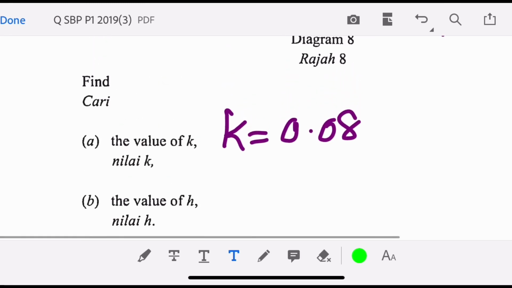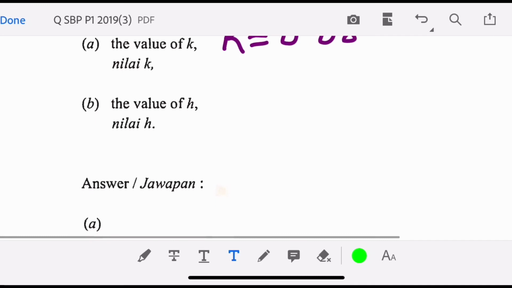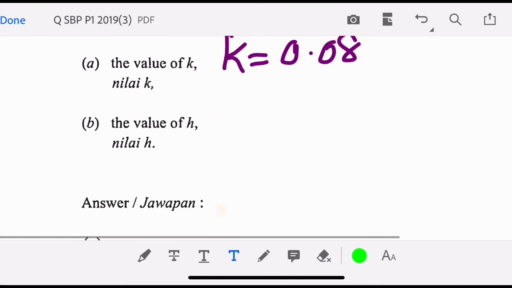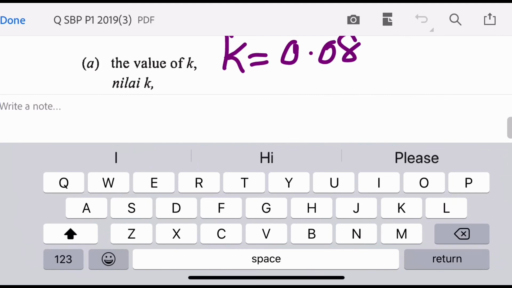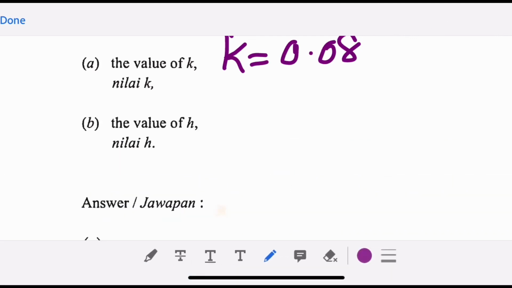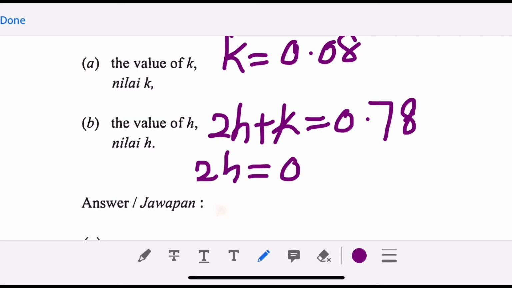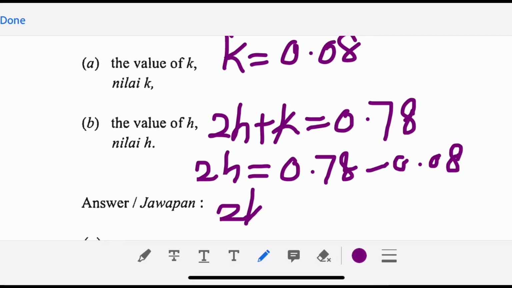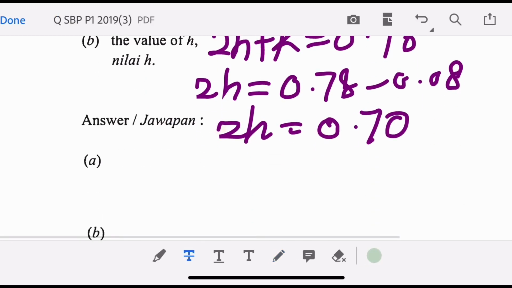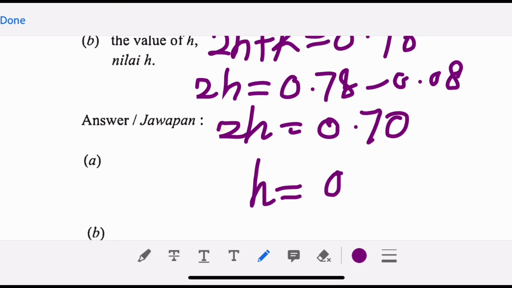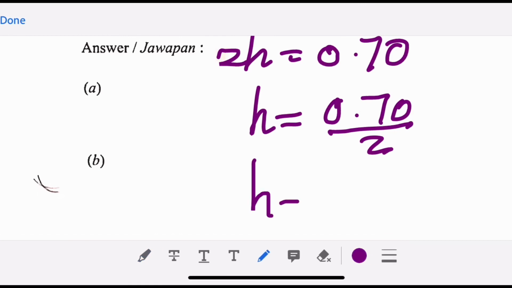Okay, no problem. Now, after you find the value of k, that means you almost solved the question already, right? So now we will try to find h, because we have the value of k already, so we substitute k into the first equation, then we solve for h. So 2h equal to 0.78 minus 0.08. Then you write 2h equal to 0.70, and then you solve your h by dividing 2 on both sides. Alright?